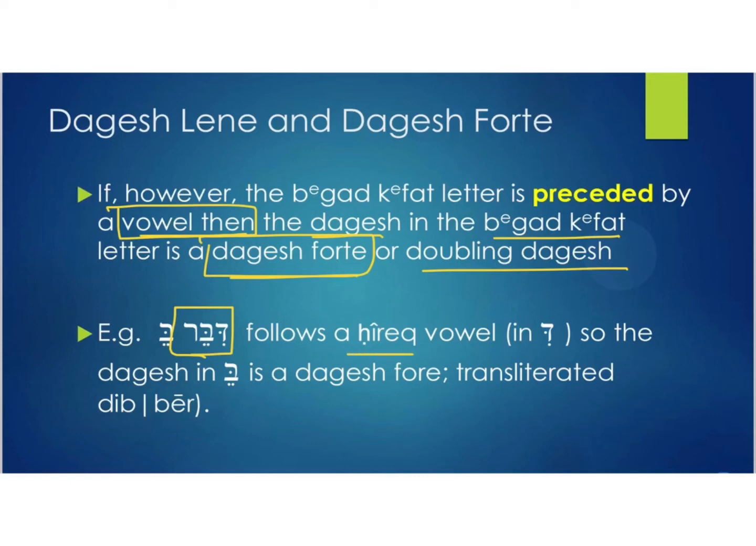That is, we have a hireq vowel underneath dalet. So the Dagesh in bet is said to be a Dagesh forte, and it is not a Dagesh Lene. So you must be careful in transliterating it as dibber. You see, bet is doubled. And also remember, whenever a Baget Kafit letter begins a word or begins a syllable, mostly the Baget Kafit letter is a Dagesh Lene, not a Dagesh forte.